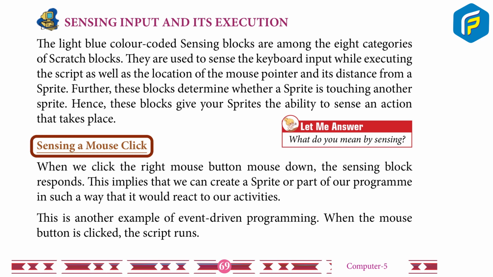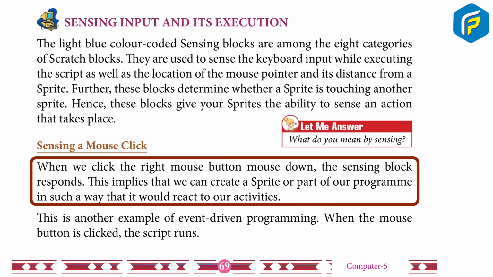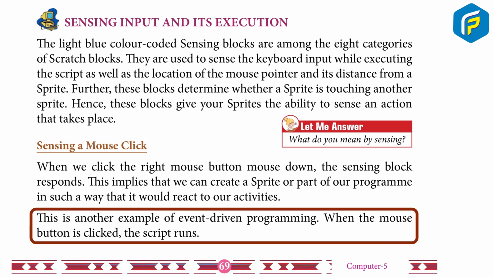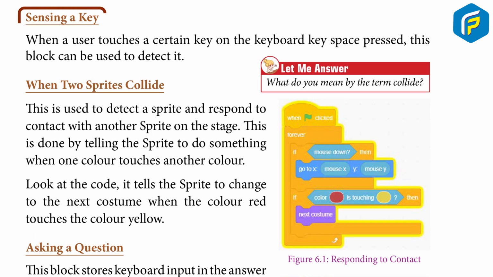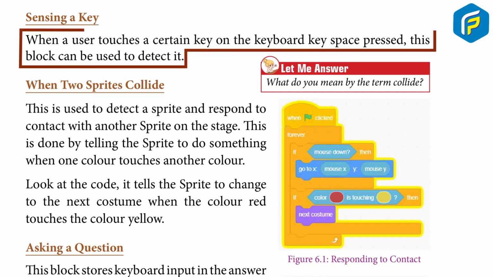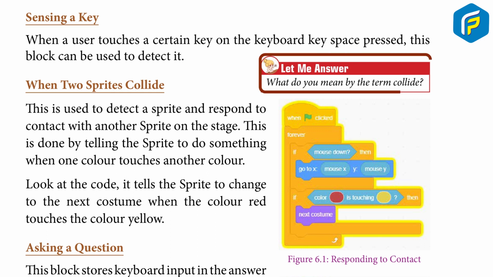Sensing a mouse click. When we click the mouse button, mouse down, the sensing block responds. This implies that we can create a sprite or part of our program in such a way that it would react to our activities. This is another example of event-driven programming. When the mouse button is clicked, the script runs. Sensing a key. When a user touches a certain key on the keyboard, key space pressed, this block can be used to detect it.